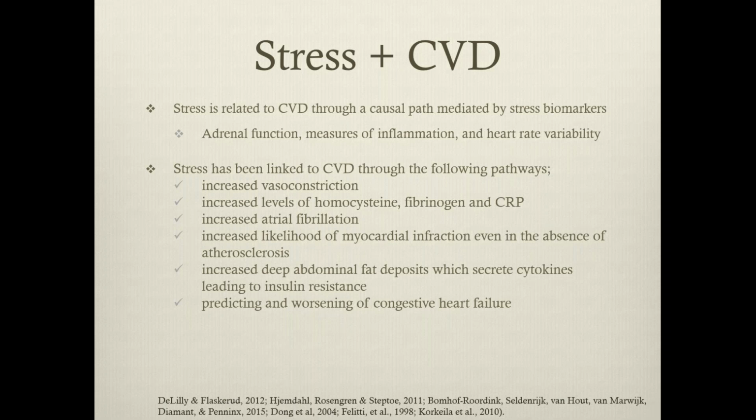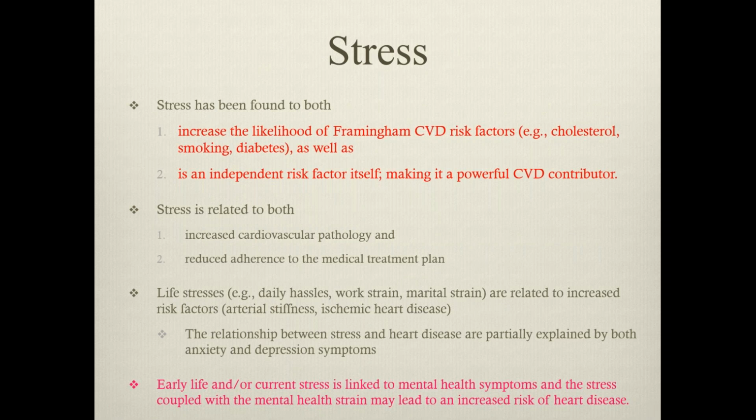So I wanted to introduce this topic of the relationship between stress and heart disease. Stress is related to heart disease through a number of paths, and if you want to do a literature review or learn a little bit about this, you would look at these stress biomarkers: measures of inflammation, heart rate variability, stress hormones, adrenal function. Stress has been linked to heart disease through a variety of different pathways. Like I just mentioned, some stress hormones, atrial fibrillation, vasoconstriction, additional fat deposits, and congestive heart failure. It's one of those independent risk factors.